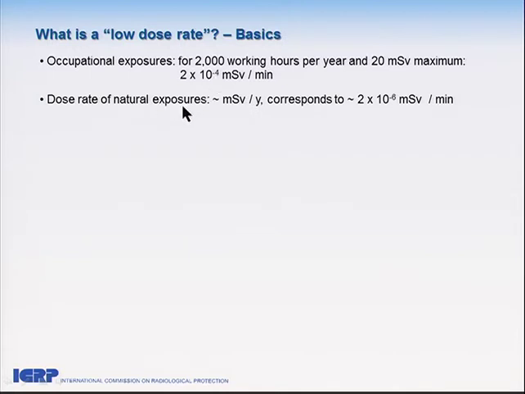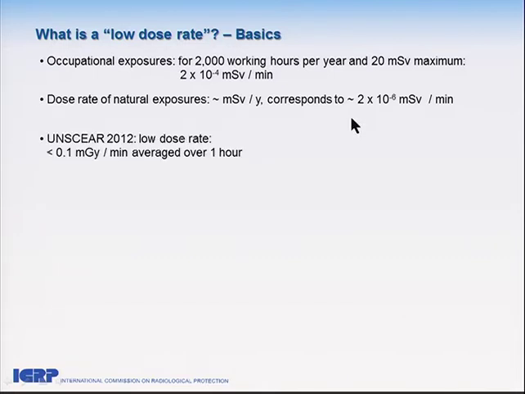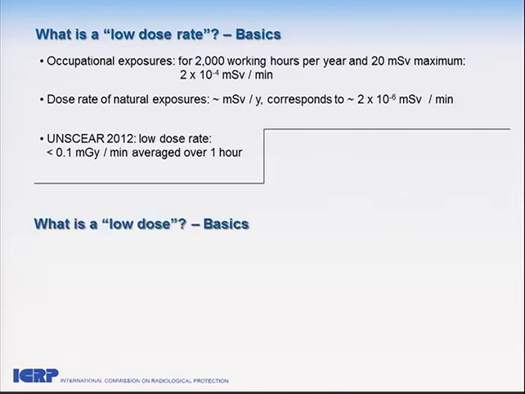Or the natural exposures are of the order of millisievert. In the US, we learned, I think 2 days ago, it's 6 millisievert effective dose per year. In Germany, it's 4. But just if you assume some millisievert per year, this would correspond to 2 times 10 to the minus 6 millisievert per minute. So these are the dose rates we are talking about in radiological protection. And UNSCEAR 2012 defines a low dose rate as less than 0.1 milligray per minute, averaged over 1 hour, and we keep this definition here.